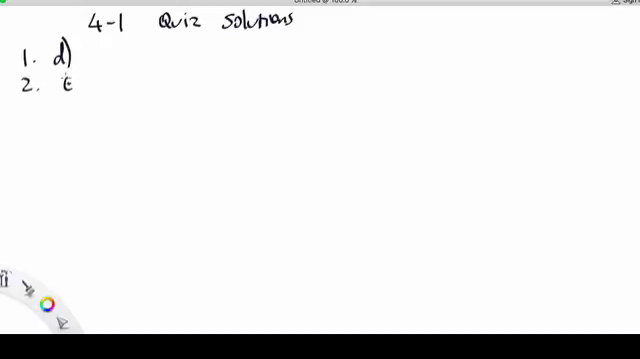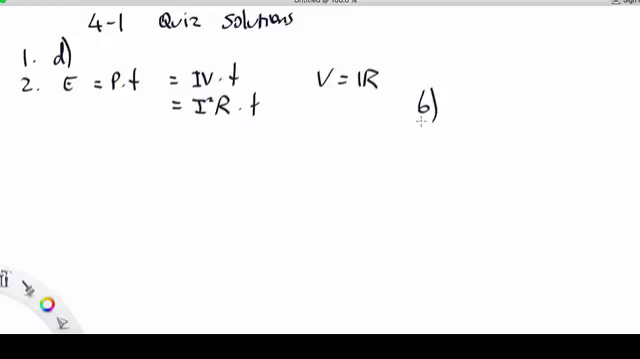Number 2, we have energy is power times time equals current times voltage times time. And since V equals IR, we have that equals I squared R times time. So if we double the current, then we will have 4 times the energy. So that is B.